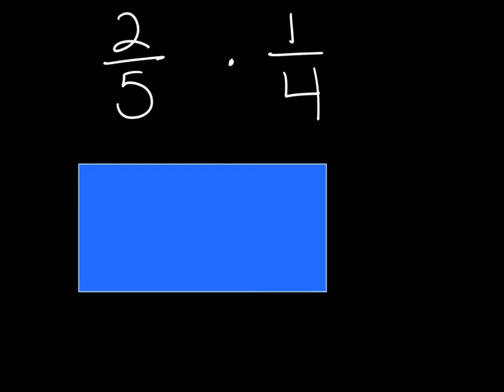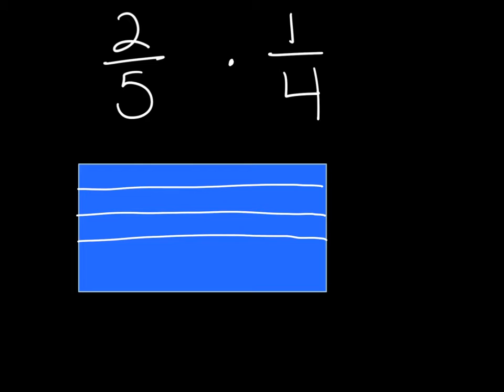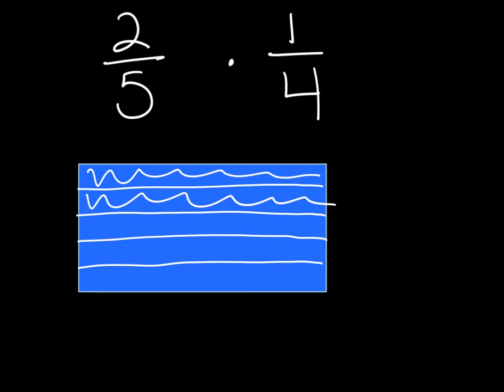Now we're going to look at 2/5 times 1/4. Notice I only have one rectangle here because I don't have a whole. 2/5 is not a whole, so I'm going to divide this into fifths. Okay, sorry, fifths. This is my best one yet. There we go, 2/5. I only have 2 of the 5, but I'm multiplying that by 1/4.